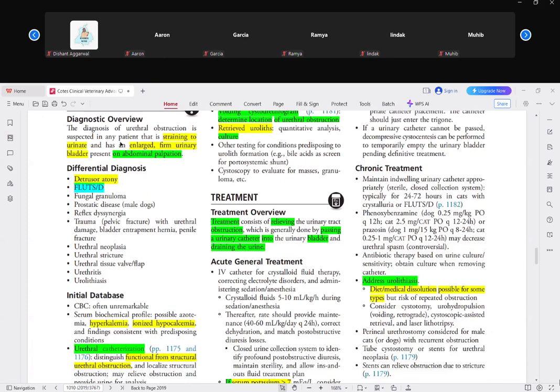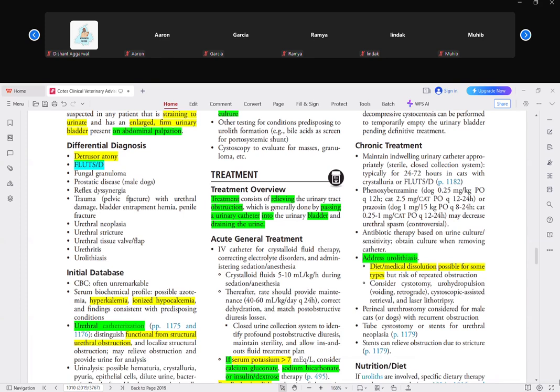So what's a typical case? Any male cat straining to urinate with an enlarged, firm urinary bladder on palpation, that's a typical presentation of this. Differential diagnoses are going to be detrusor atony, FLUTD, reflex dyssynergia. Can anyone let me know what is a typical case of reflex dyssynergia? We have discussed it.